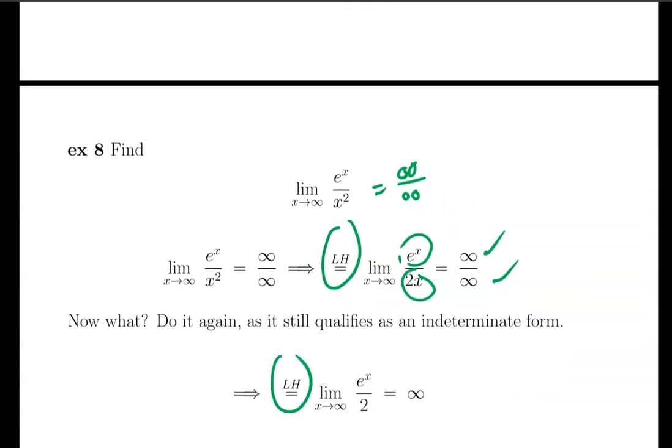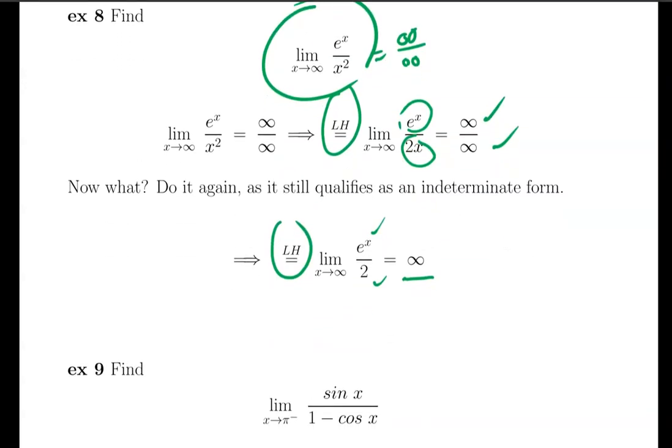Notice that I've indicated that with the LH. The derivative of the top is still e to the x. The derivative of the bottom is now 2. This is not an indeterminate form anymore. The top gets big. Big number divided by 2 is still a big number, so this limit does not exist. Okay, and you probably knew that before we started. The top is exponentials grow much larger than power functions. Okay, the top one.